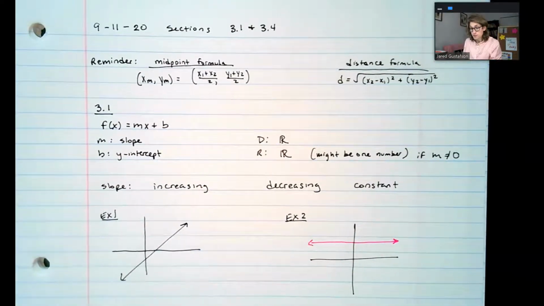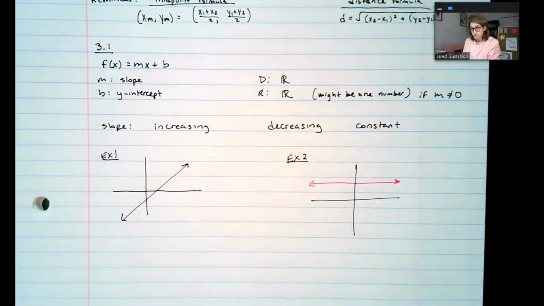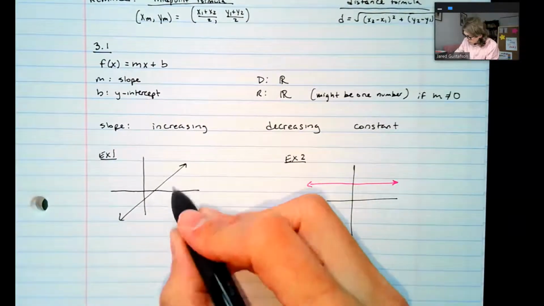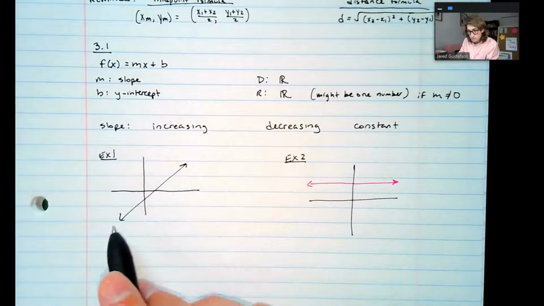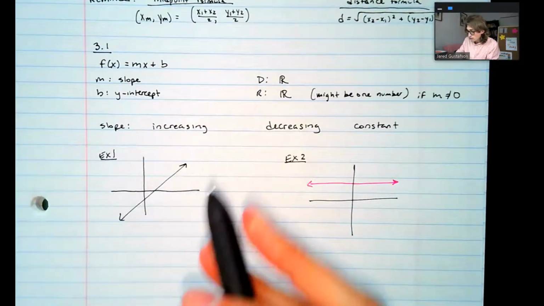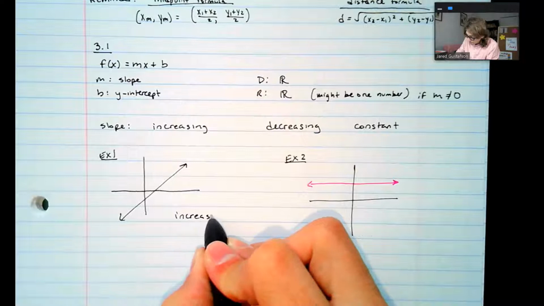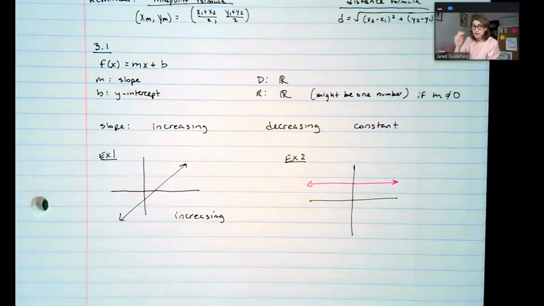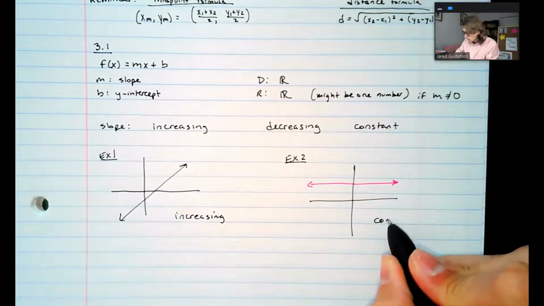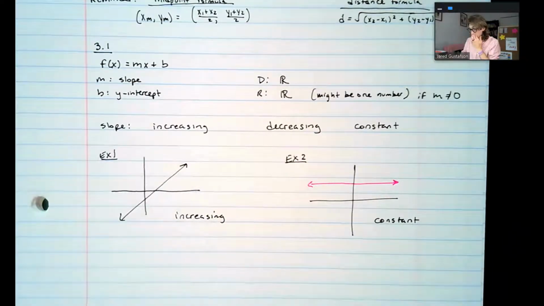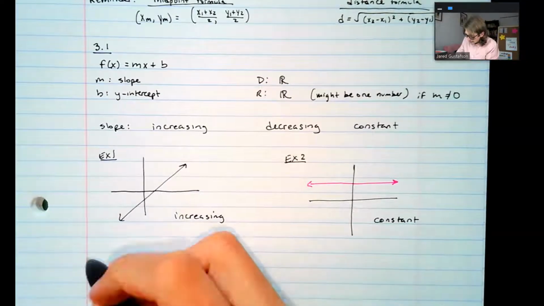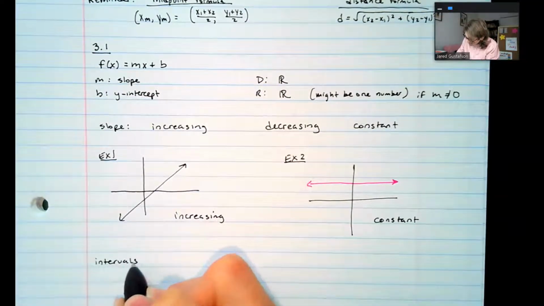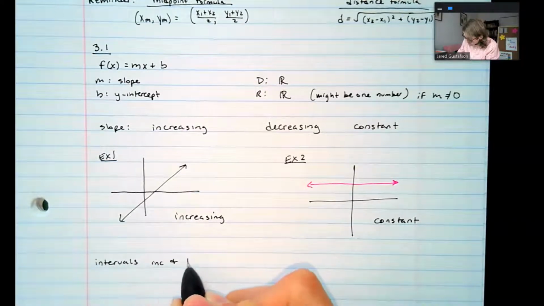I'm sure you already know the answer, but for the sake of being thorough, this line is from left to right going upwards. We call that increasing. From left to right, this line, even though I can't draw that way, is remaining flat. That slope is constant. That function is constant. Decreasing will be decreasing from left to right. Let's take a look at intervals of increasing and decreasing.